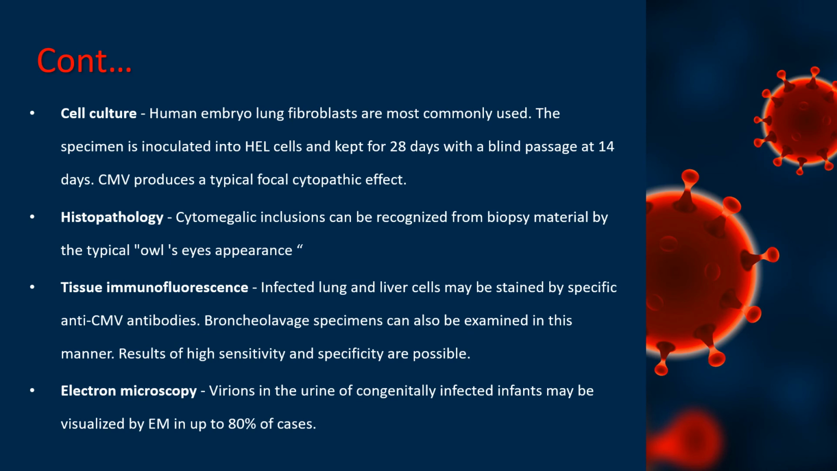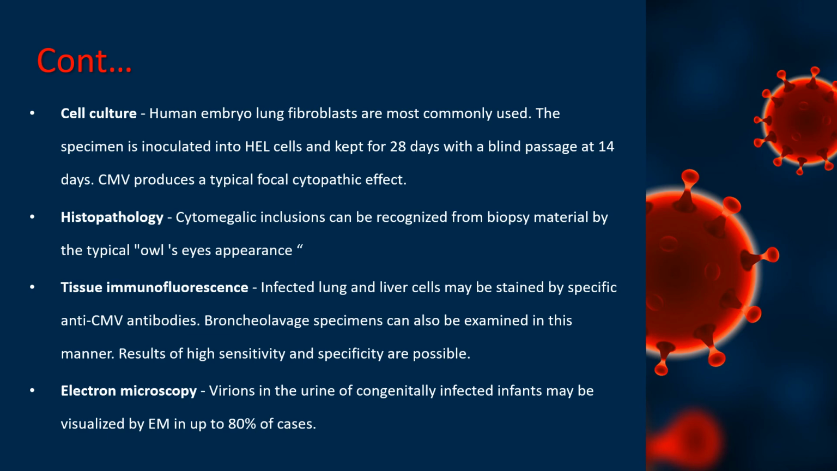Then histopathology. Cytomegalic inclusions can be recognized from biopsy materials by the typical owl's eye appearance. The biopsies are taken from the infected organs like liver, lungs and spleen, and examined for a histopathological effect. So, if the organs are infected with CMV, the cytomegalic inclusions will be found in the organs, which can be observed by the owl's eye appearance.